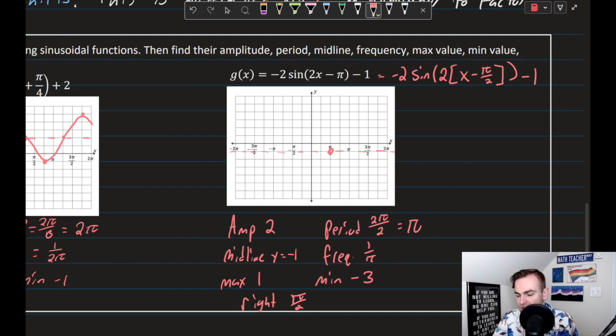So pi over 2 is the middle. And our period is pi, so we're going to hit the middle again every pi before and after. And remember, it's middle, down, middle, up, middle. There's a middle in between the two middles, so every whole pi is also going to be a middle.